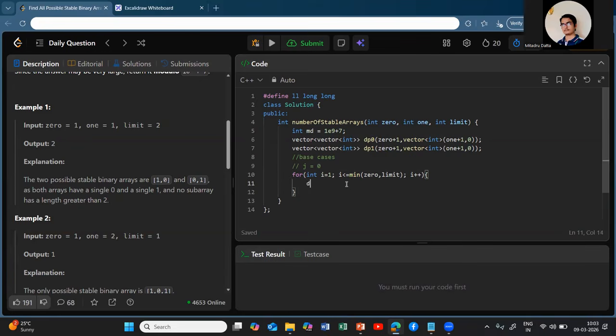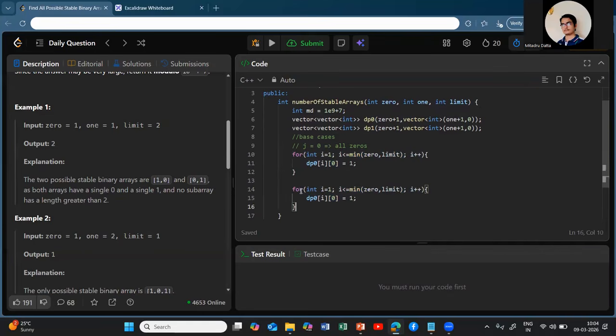Otherwise, if it exceeds, the remaining states of dp are already initialized with 0, so they will be 0 anyway. So dp0 of i, 0 means that it ends with 0, right? And only that you need to fill if you have all the zeros. j equal to 0 means that the number of ones is 0, so it is all zeros. You can have only one choice, which is to keep all the zeros. If zeros exceeds the limit, then keep the value at limit only. You do not need to fill any further. That's what it is told.